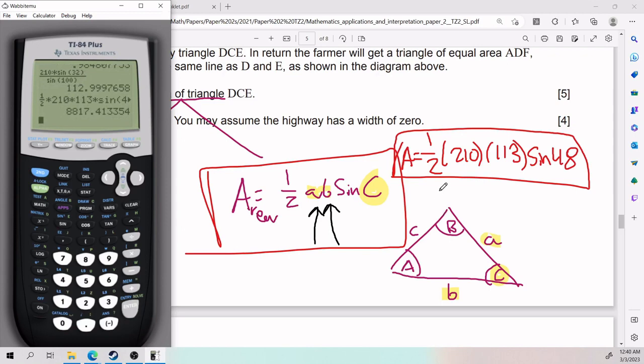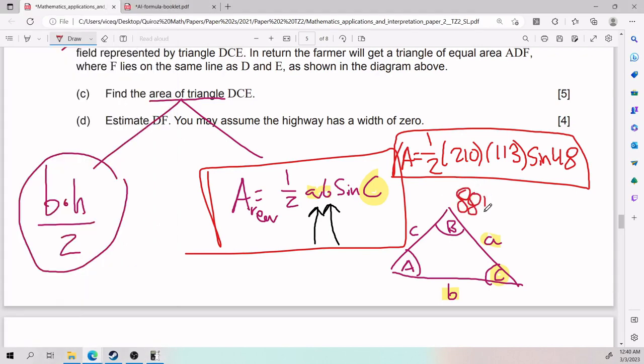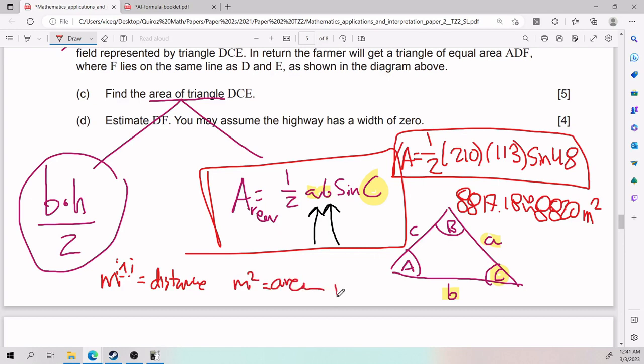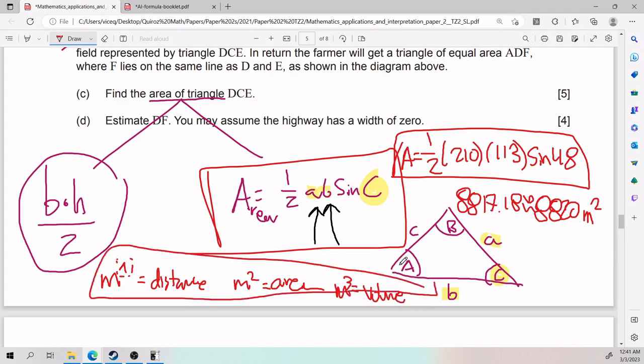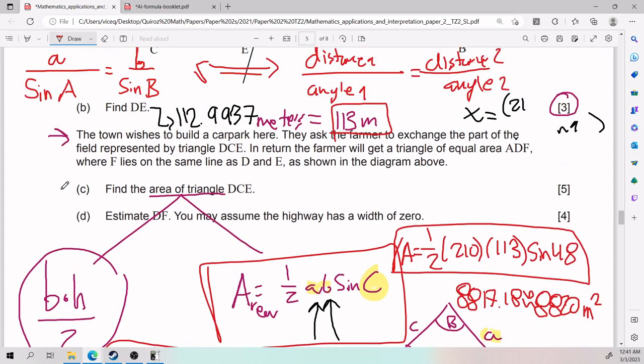Okay, that's a pretty big number. We end up with 8,817.18, which is pretty much the same as putting 8,820 meters. Now meters what? Meters squared. Why is it squared? Because we're talking about an area. Meters to the power of 1, which is usually something you don't even write, is going to be a distance. Meters squared is going to make reference to an area. Meters cubed is going to make reference to a volume. All right, awesome. So that is why you put those little numbers up there in the first place. That is for part C.